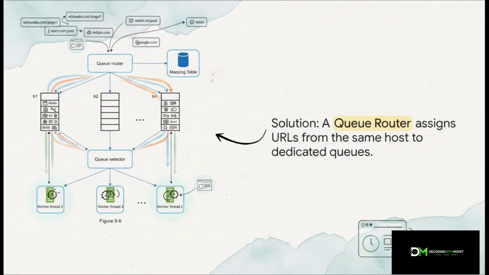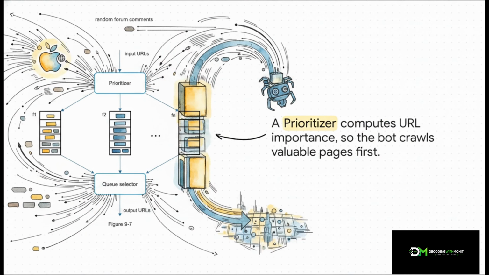We use a queue router that says, okay, all these links for wikipedia.com, they go in this special Wikipedia queue. Then we assign one worker to that queue, and it just politely downloads pages one by one, maybe even with a little pause in between. No more flooding. But just being polite isn't enough.